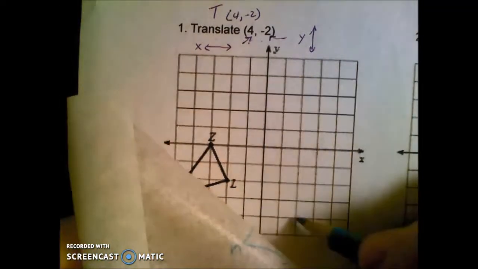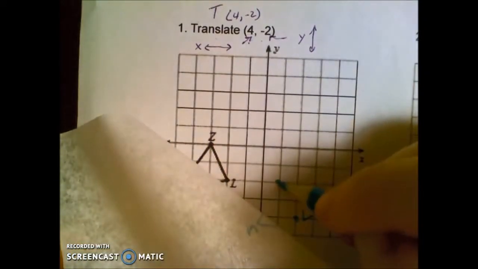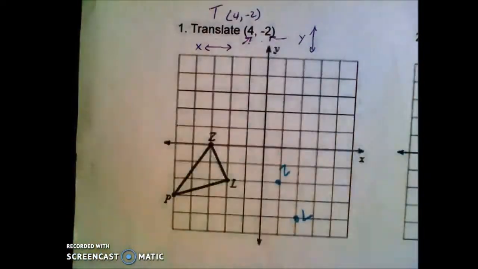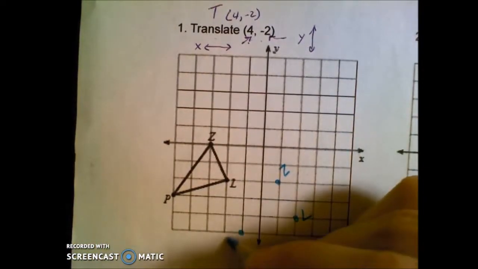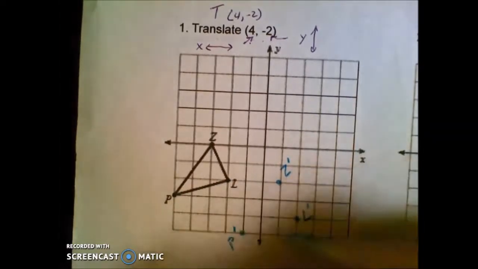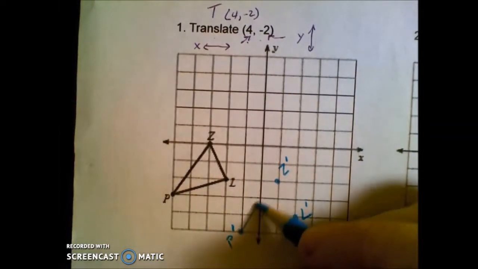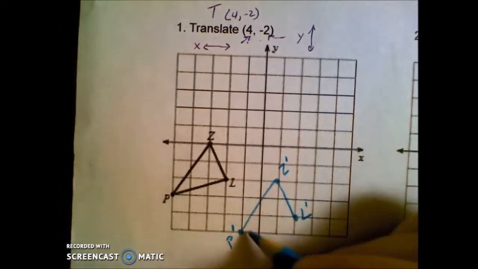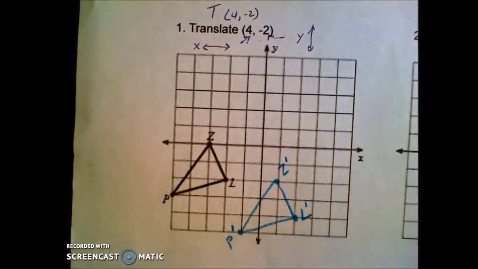I can see where my new points should be. My P is right here. Don't forget, these will be called Z prime, L prime, and P prime, indicating that they are the image after the translation. Connecting the points leaves me with my image right here.